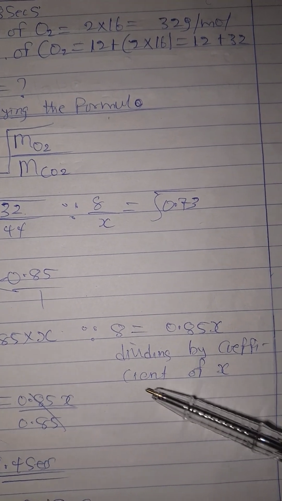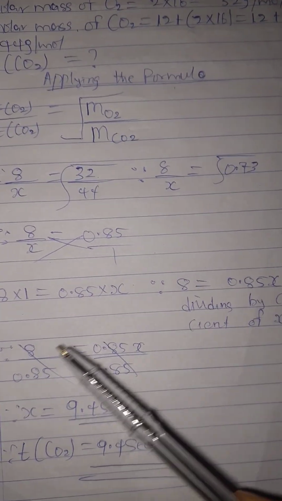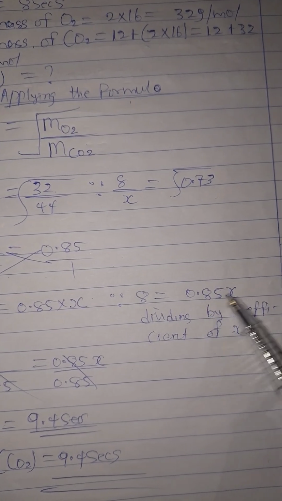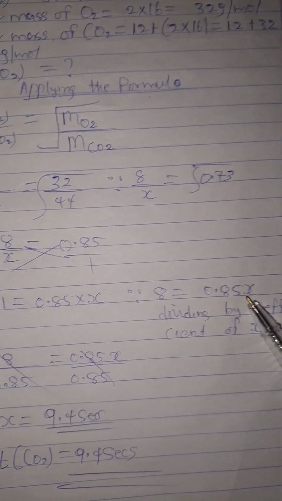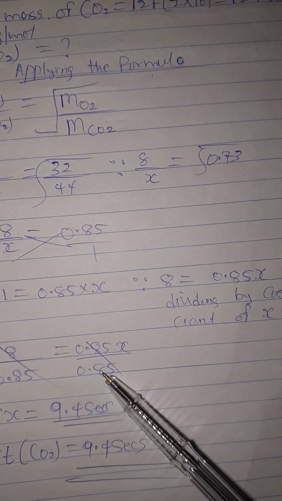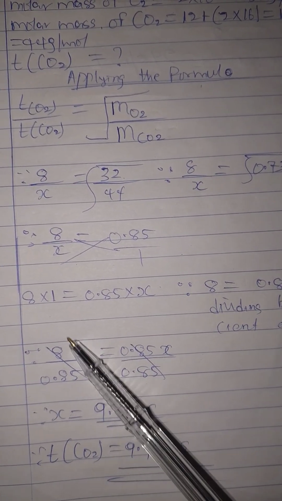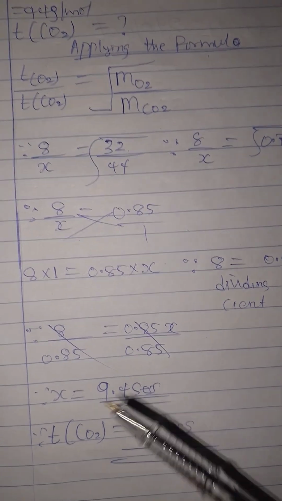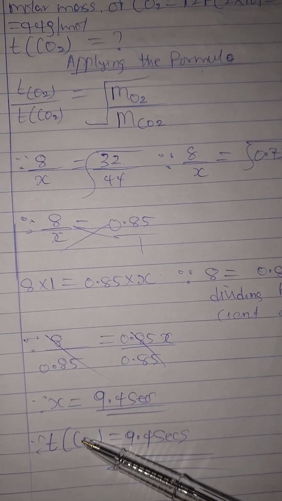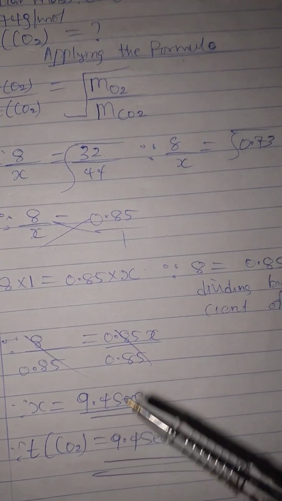Now what do I do next? Divide by the coefficient of x, which here is 0.85. So divide all through by 0.85, so 8 over 0.85. The 0.85 cancels out itself, only x remains, so x is equal to 8 divided by 0.85, which gives me 9.4 seconds. Therefore the time required for carbon dioxide to diffuse is 9.4 seconds.